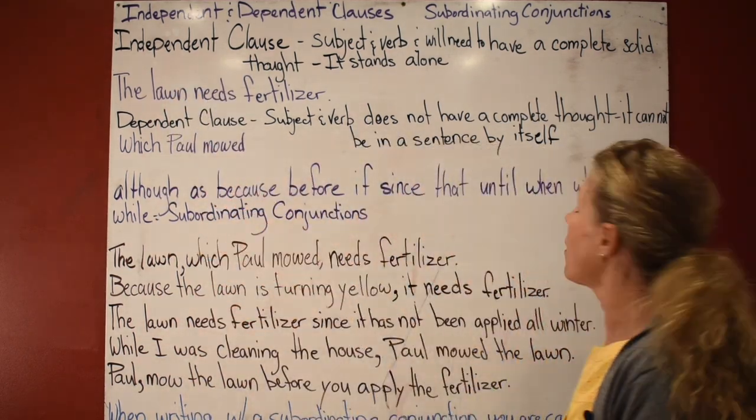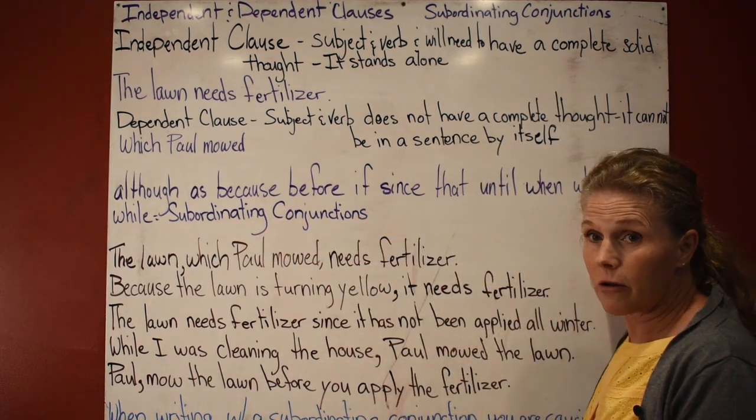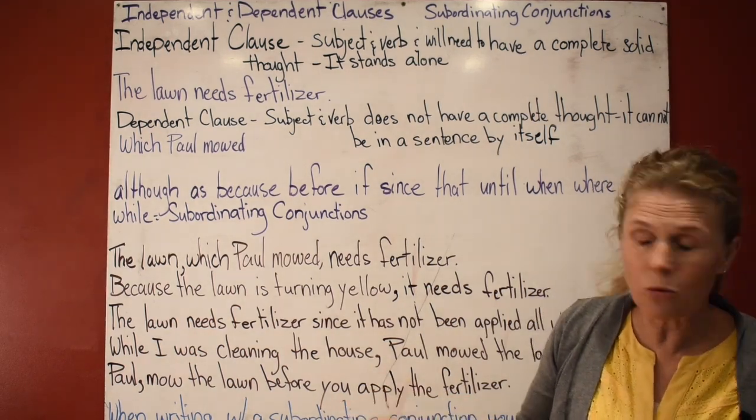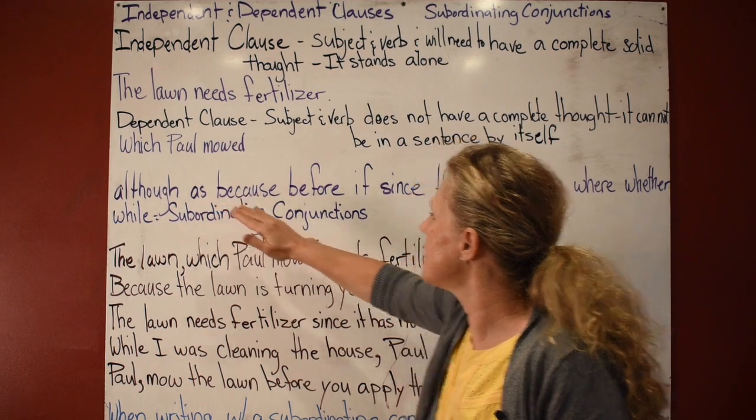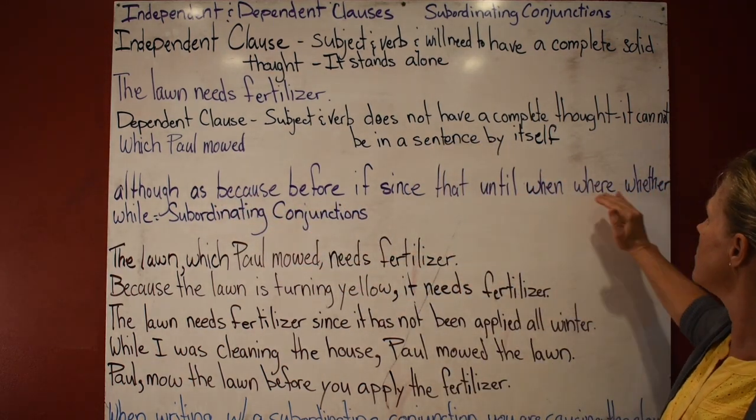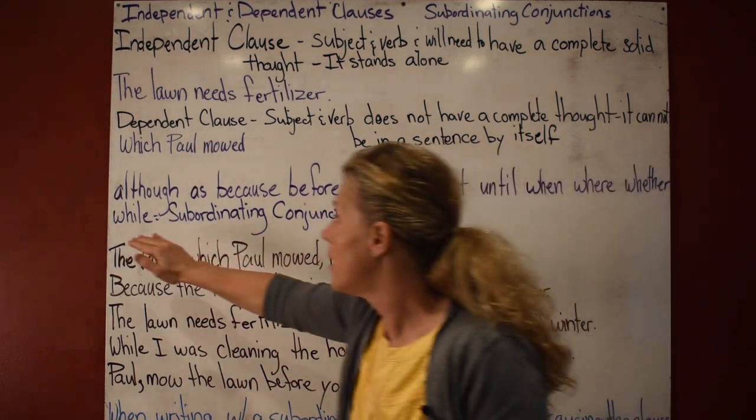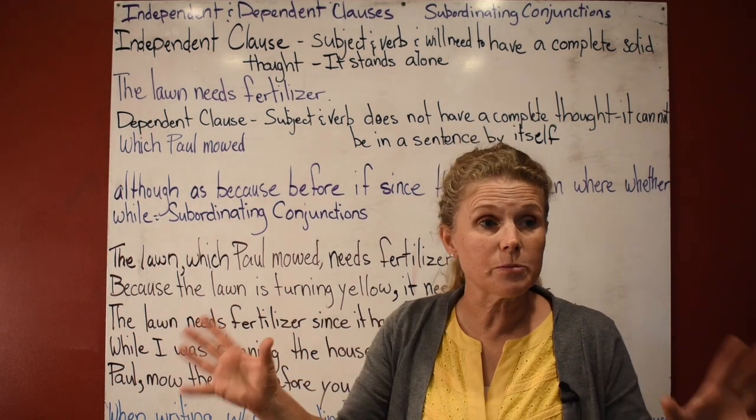Now here are some. These are not all, but these are a lot of the words that we use in our writing and a lot in our speech. Although, as, because, before, if, since, that, until, when, where, whether, while. Subordinating conjunctions. Now there's more out there. I just put the ones that are most common.